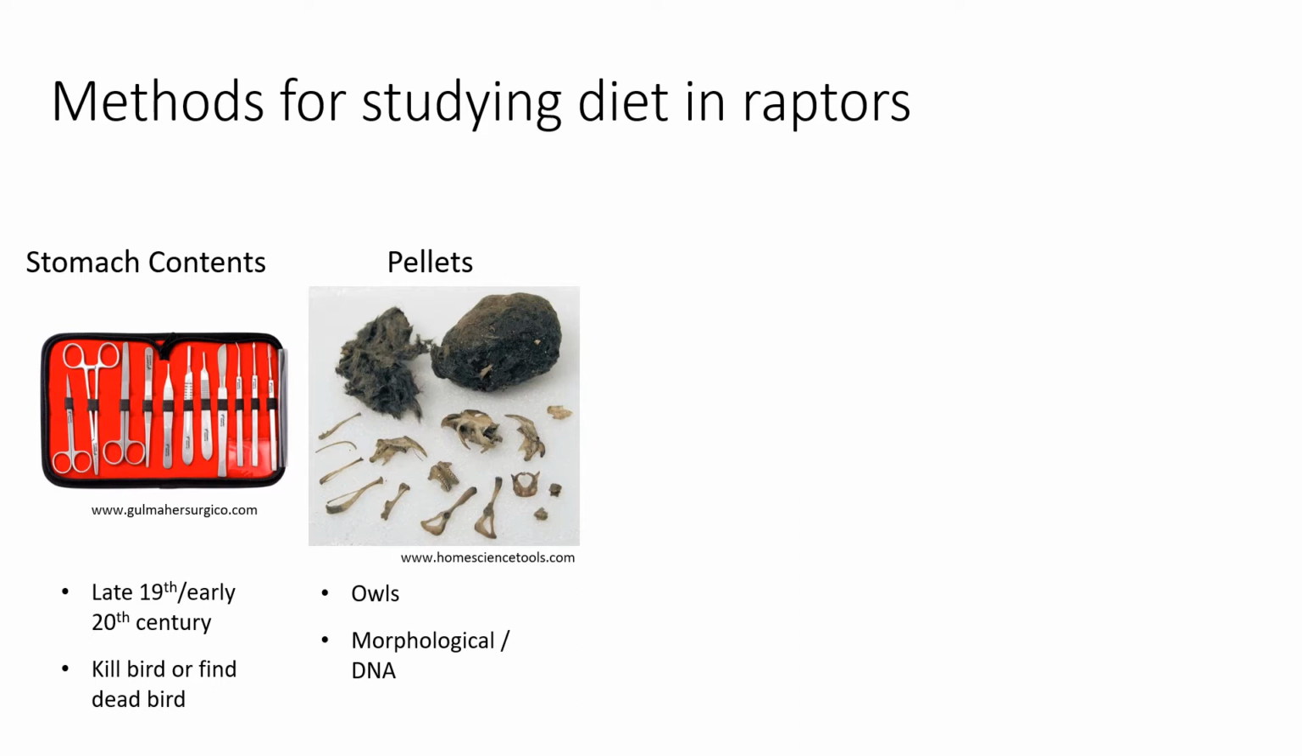And a pellet study would be difficult to do on migrating raptors because you need to have a place to collect the pellets from, like a nest or a favorite roost site, and migrating birds are changing locations constantly, so it would be very difficult to collect enough pellets for a study.